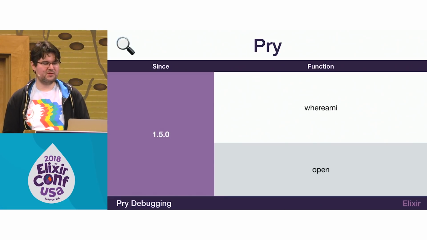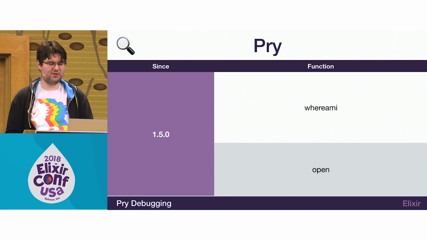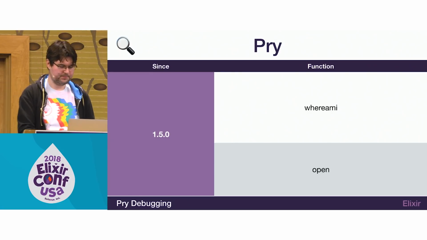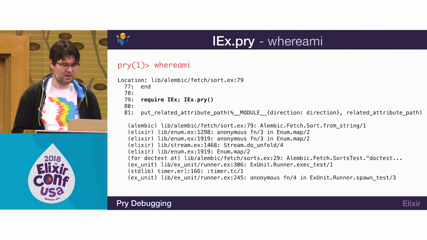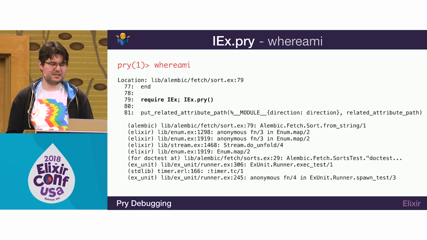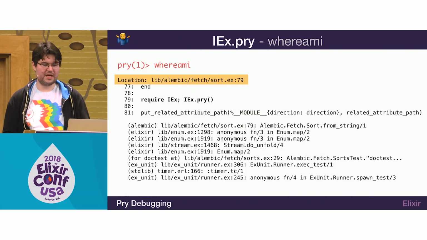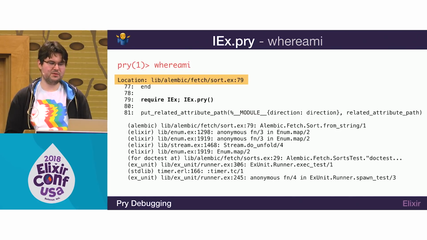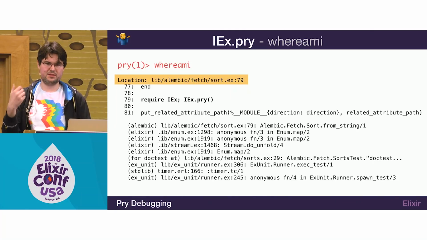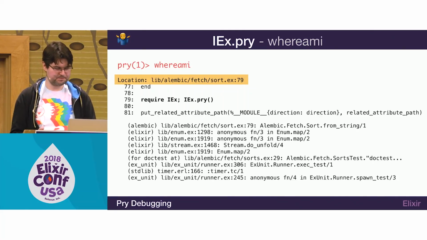Two of the added functions in 1.5 make it easier to know where you are: whereami and open. Whereami adds console debugging niceties like you would see in GDB's text UI. So those are the location, such as the file and line number. This is relative to the current working directory when you launch the project, so you can usually copy this and open it in an editor.